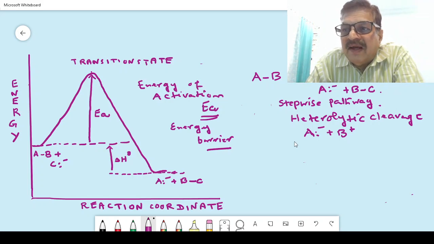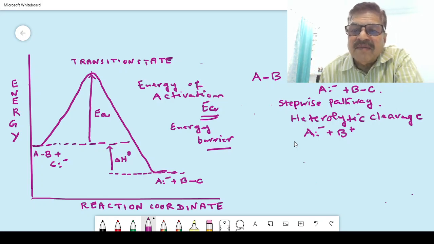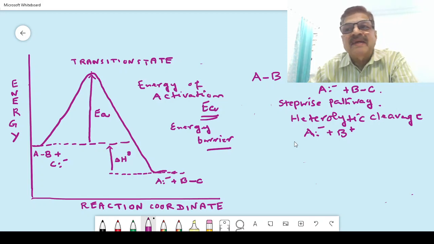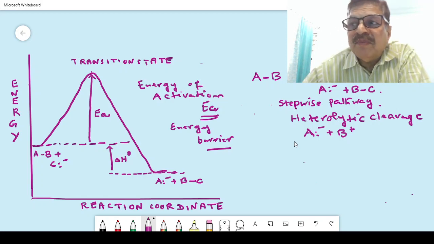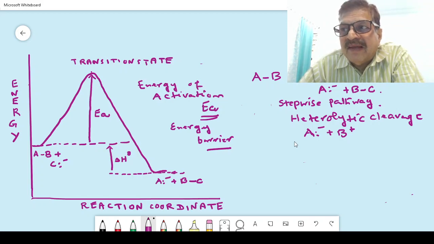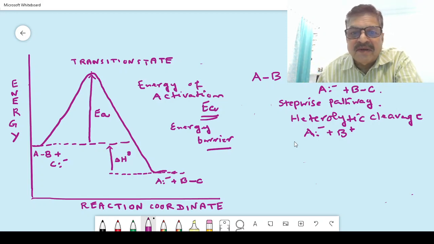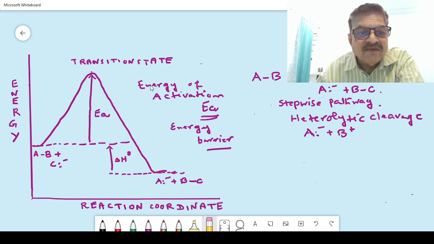Correct. Now, let us see. Let us write down the mechanism here. Now, this A minus is formed here, and there is a B plus. The B plus will be the reaction intermediate here. Now this B plus will combine with, in the second step, the C minus anion to form the products here. That is how step 1 and step 2, I will just write it here.